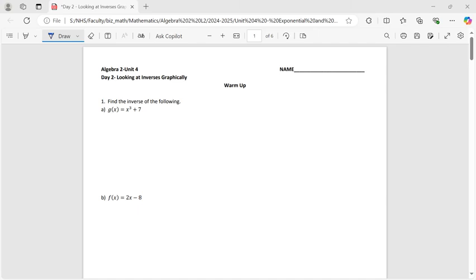Yesterday, we learned how to do it algebraically, meaning we were given an equation, a function, and we went ahead and did the math, and then we found the inverse equation, the inverse function. So let's actually start with that first. Let's go ahead and practice that. This is our warm up.